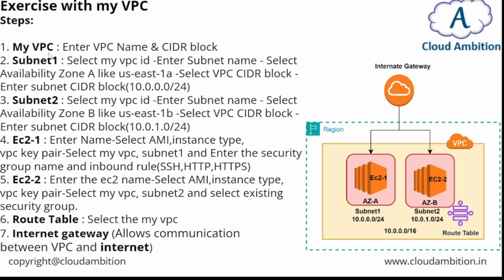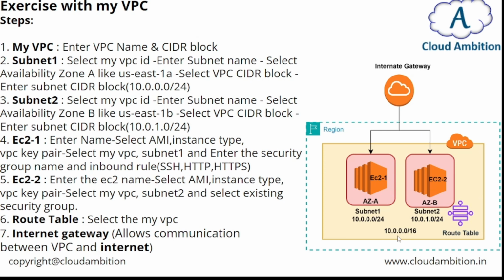So we are creating our VPC and then we are creating two subnets with different availability zones, A and B, and then we are giving a different CIDR range to each. Then we are creating two EC2 instances in different subnets, and then we are creating one route table, adding our route entry to route that traffic to the internet. We need one internet gateway so that we can access the internet from our EC2 machine. So this is a simple exercise we are doing. Okay, so let's go one by one.